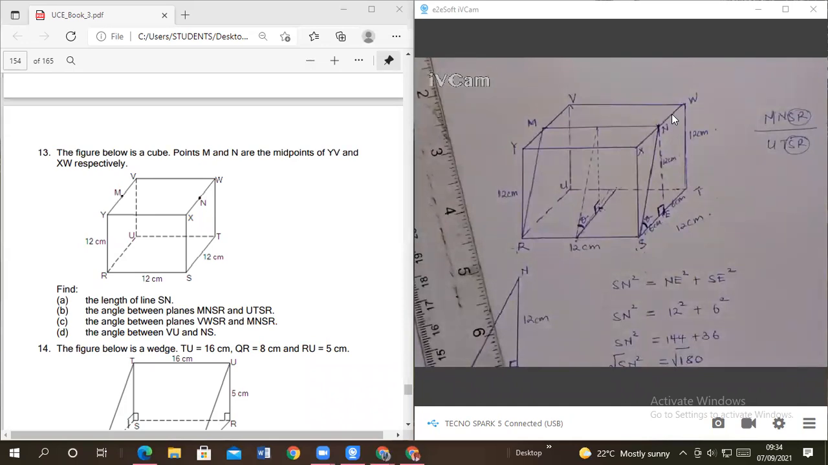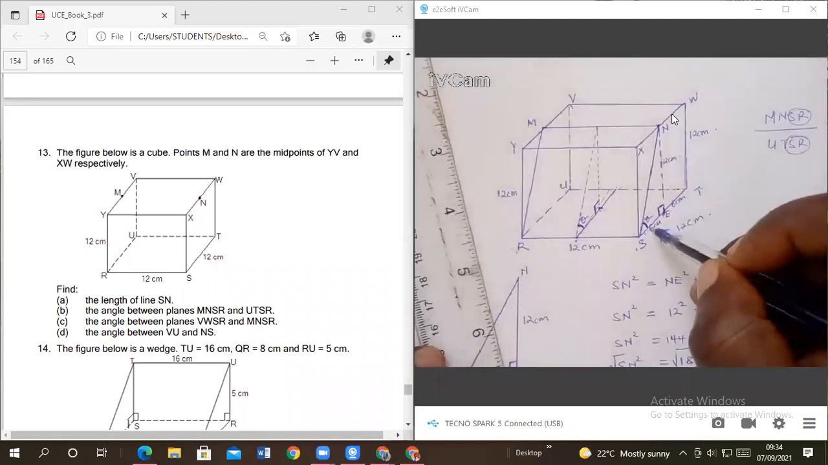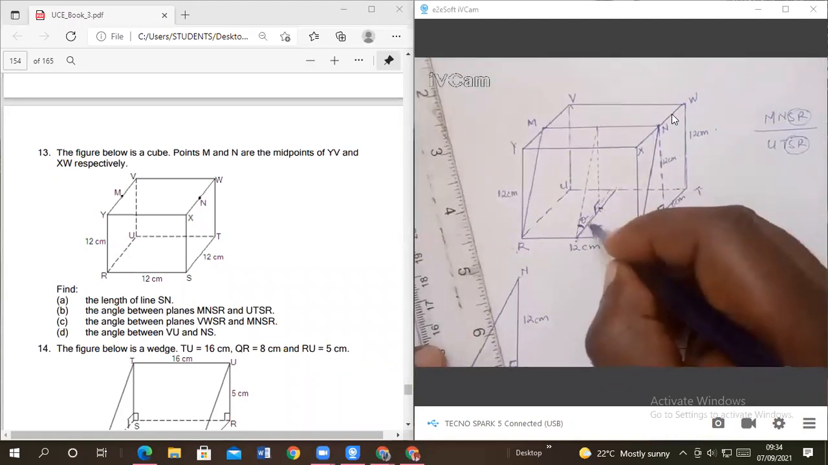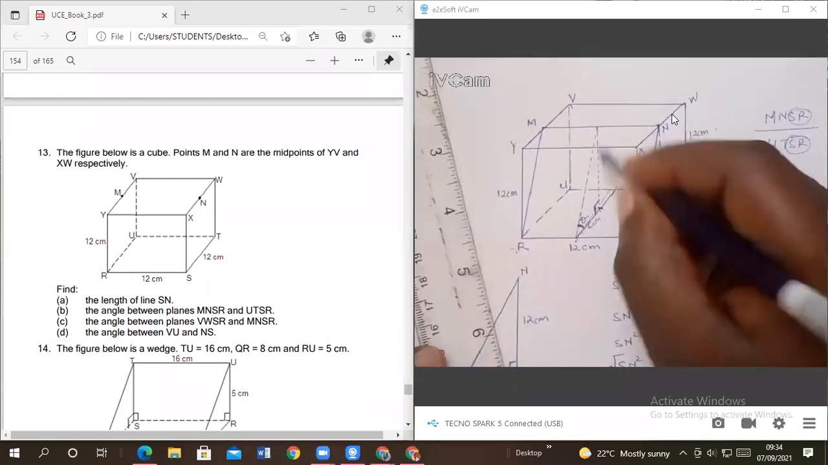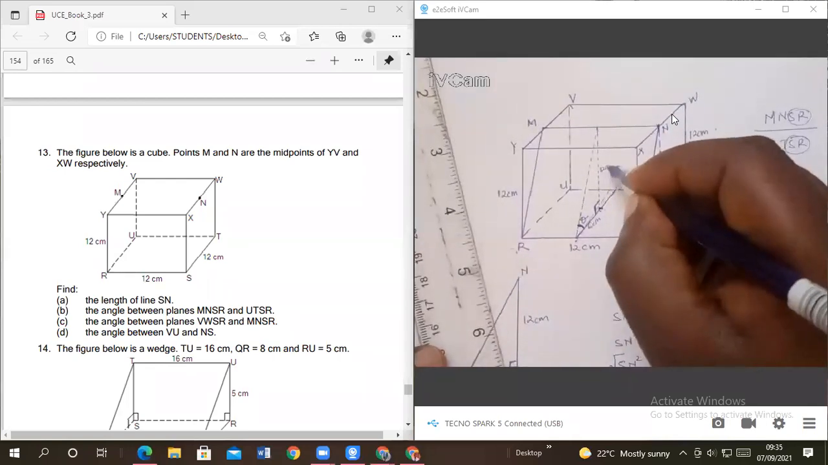So how do we find that angle theta? Because we know that if this is 6 centimeters, also this one is 6 centimeters. If this is 12, we know that also this one will be 12 centimeters.